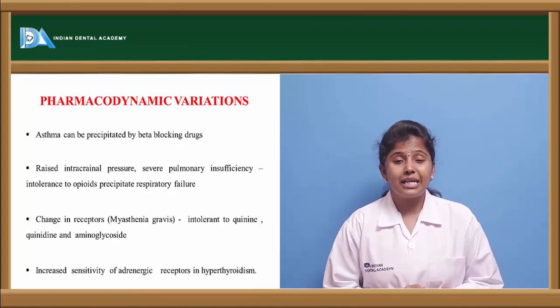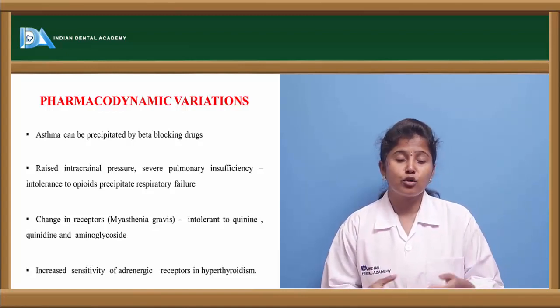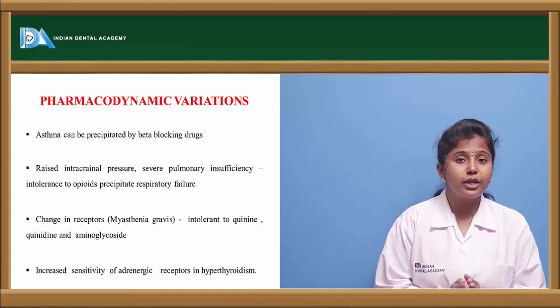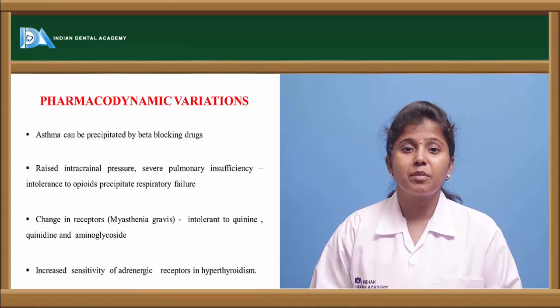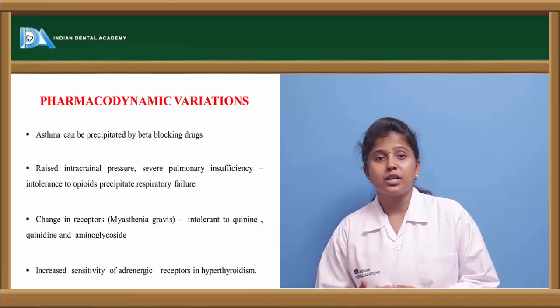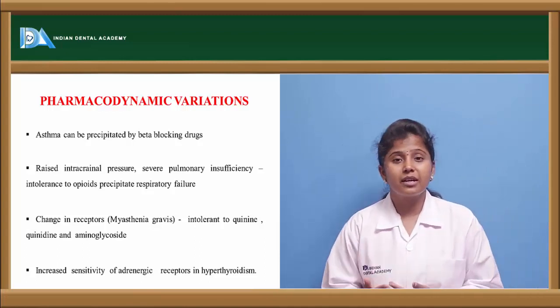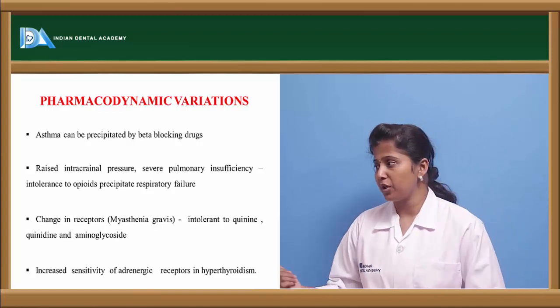Beta blocking agents have a special characteristic feature of bronchoconstriction. They will constrict the bronchi. So in asthma, if the bronchi are constricted, that may cause the condition to become severe, or a synergistic drug action can be produced.